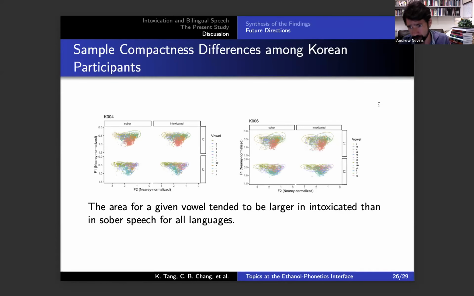So here I have two different individuals. The first one is very compact. This is Korean speaker 004. And the second one is much more diffuse. This is Korean speaker 006. Now, what we find is that their vowel spaces do tend to expand under intoxication, much like the pitch range. But actually, pitch range, as you recall, in Korean and Mandarin stayed under control depending on the functional load, if it was a tone language or not. Whereas for vowels, in all cases, they seem to expand, whether or not we have compact or non-compact individuals. The area for a given vowel tended to be larger in intoxicated than in sober speech.